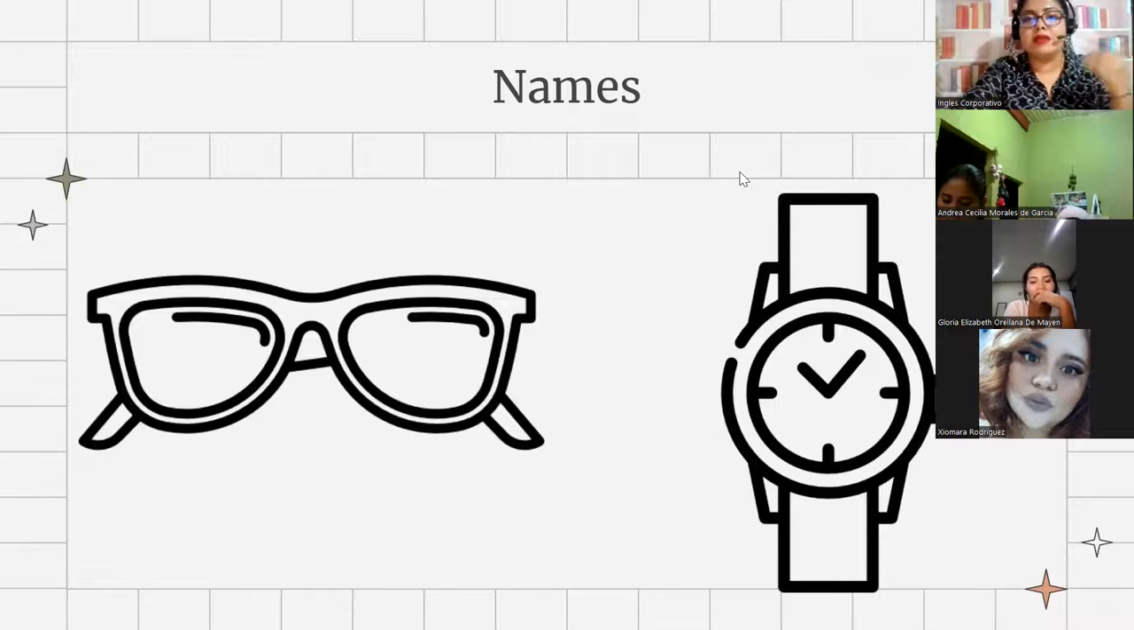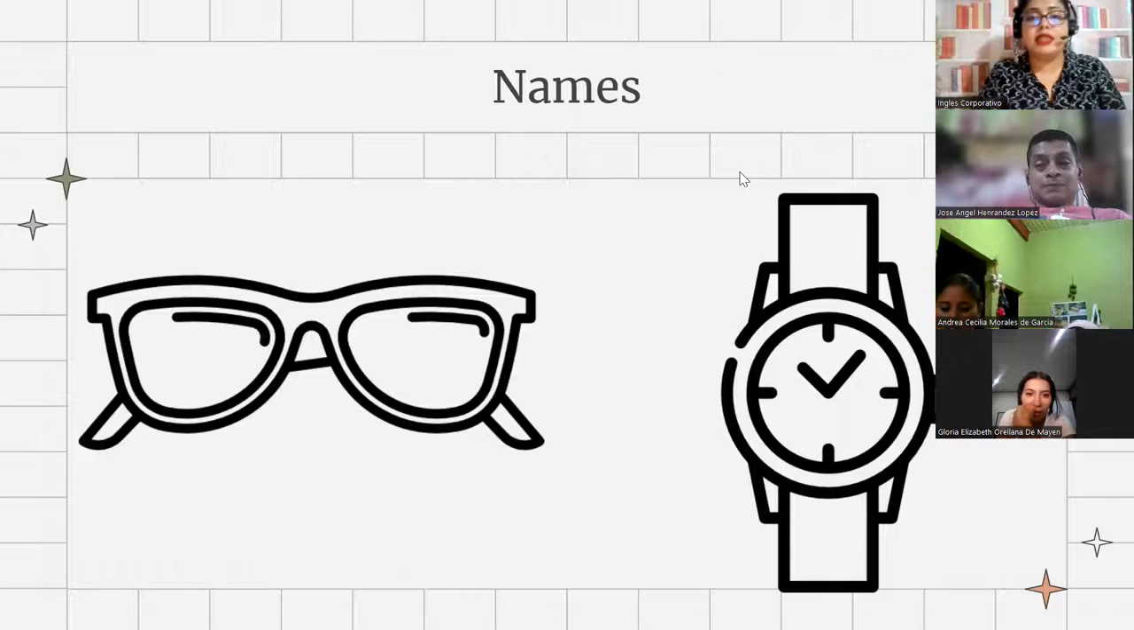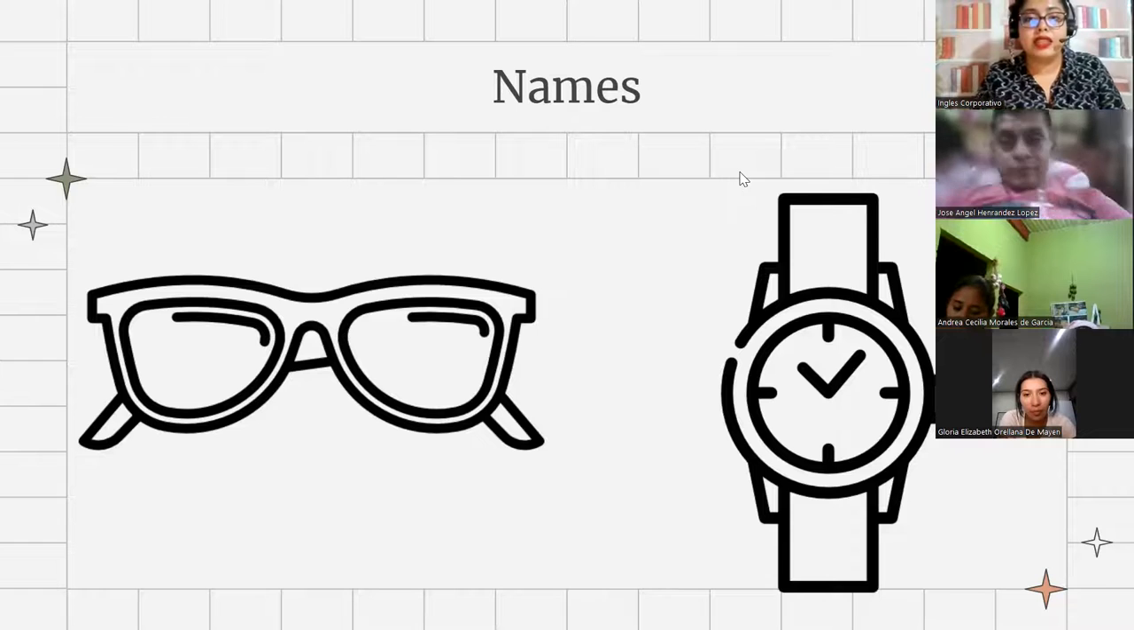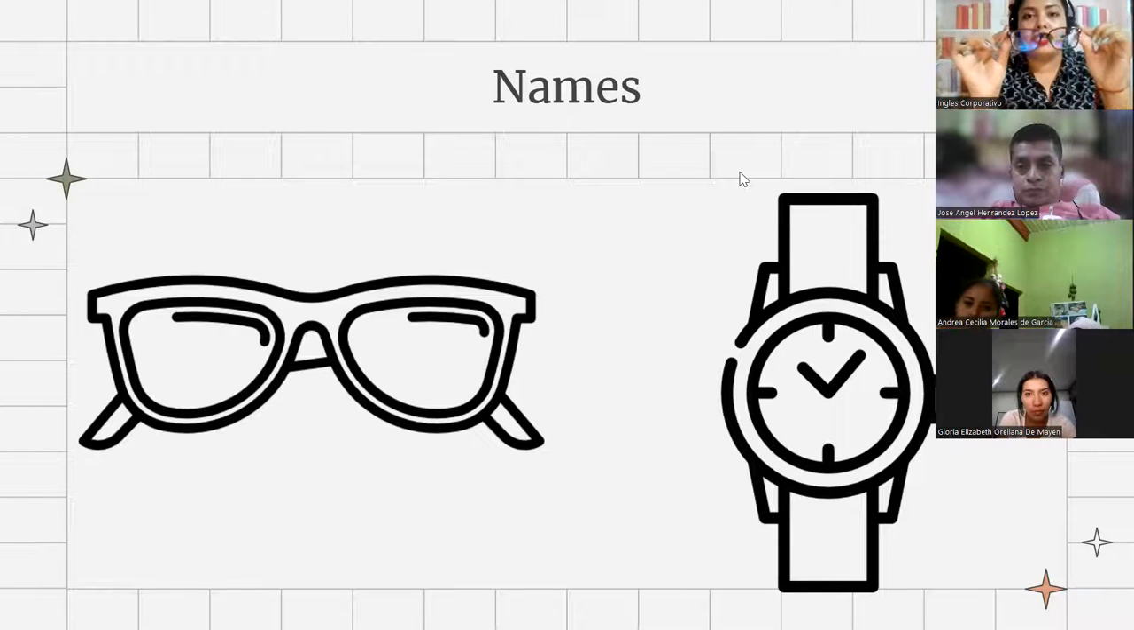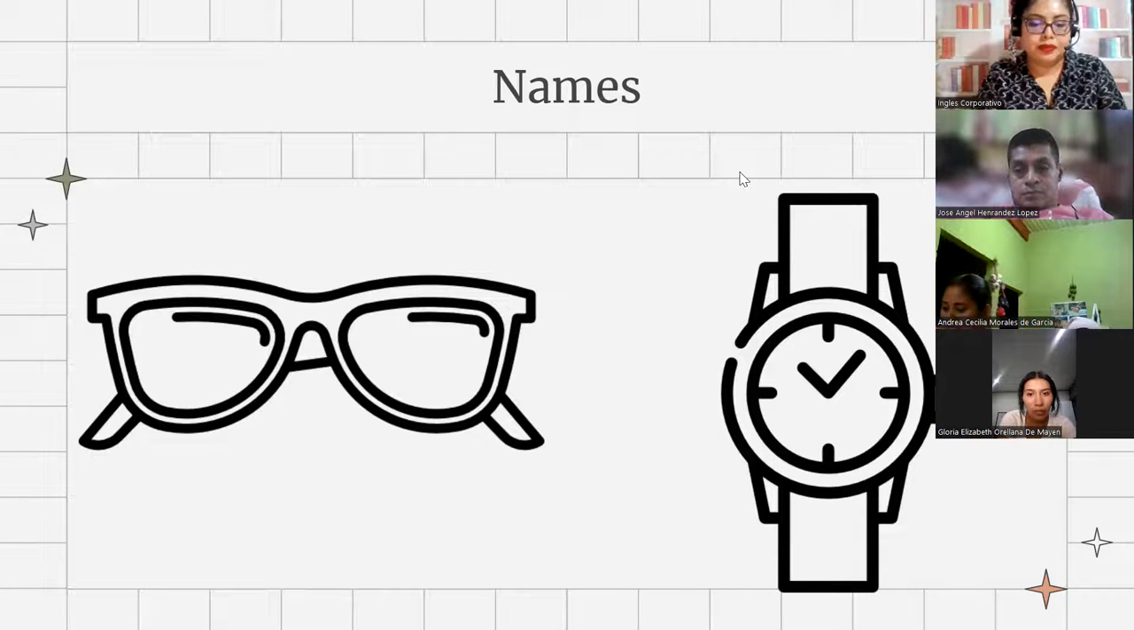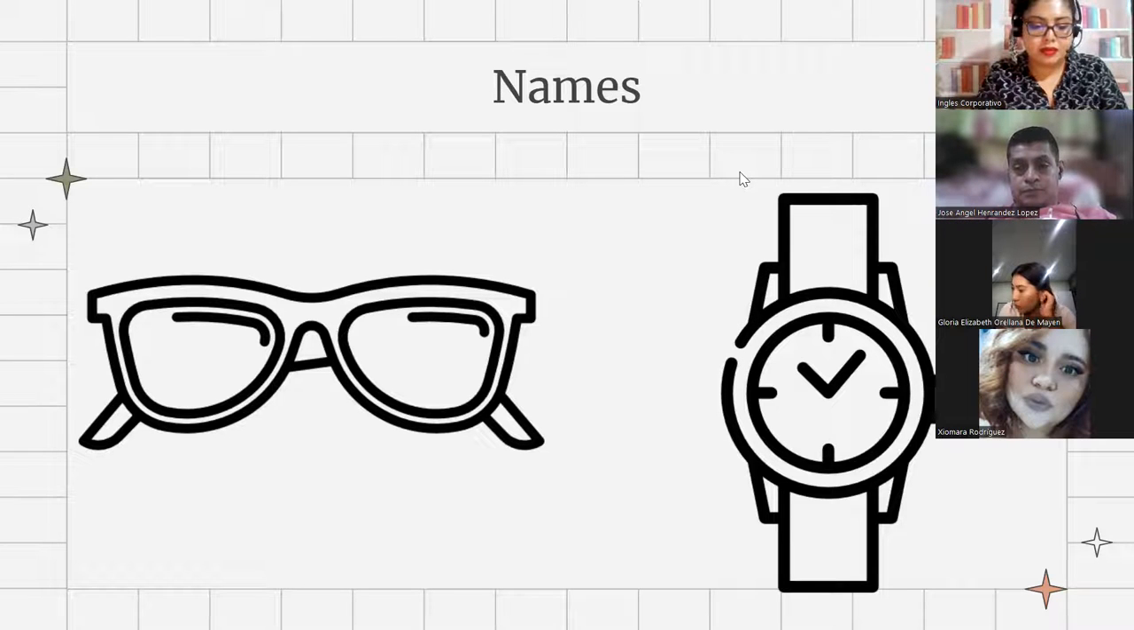We have some accessories. Tenemos algunos accesorios. What is the name of the first one? We have this one. We have two different kinds. These ones are sunglasses. Estos son los lentes para sol, que obviamente son diferentes. And then we have these ones that are just glasses, like this. But we have in the image the sunglasses. The next one, what is the name of the next one? ¿Cómo se llama el siguiente? Watch. Very good. A watch.